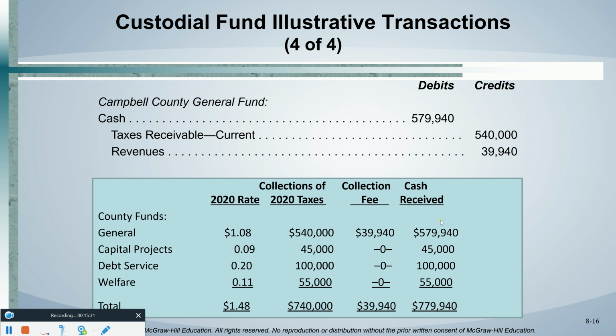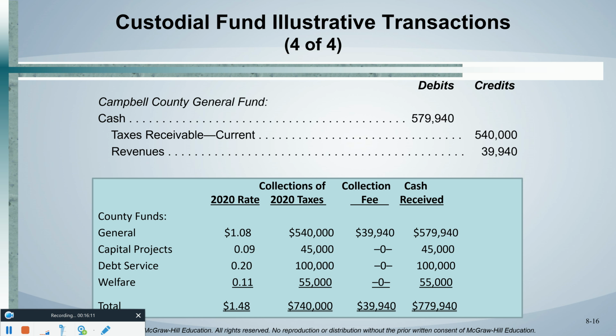All right, but $579,940 was remitted to them, so that'll be the debit to the cash. You can see that the county general fund received more than the receivable. That $39,940 represents the additional collection fee, and that will be a revenue. So as you can see, the collection fee is a revenue for the county, but is an expenditure for all of the other governments. All right, so that is the way it works, and hopefully you understand a custodial fund.